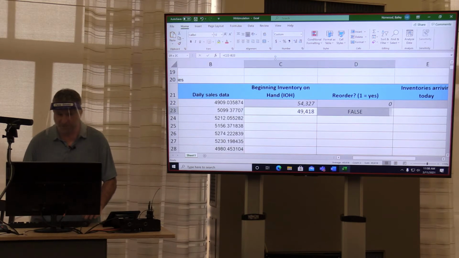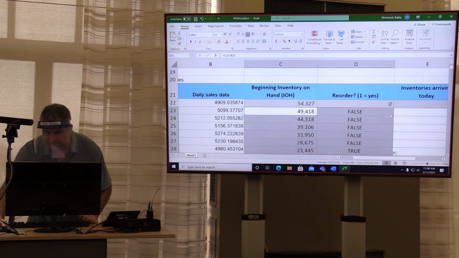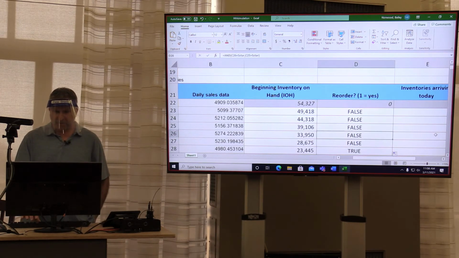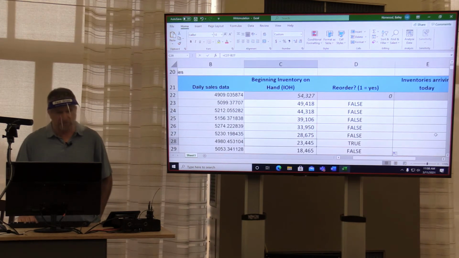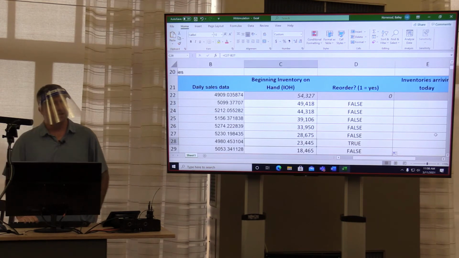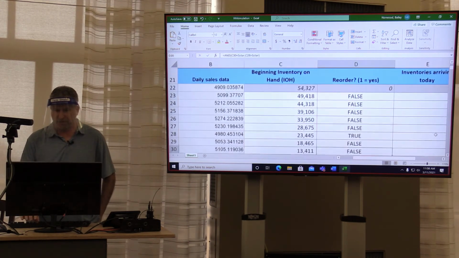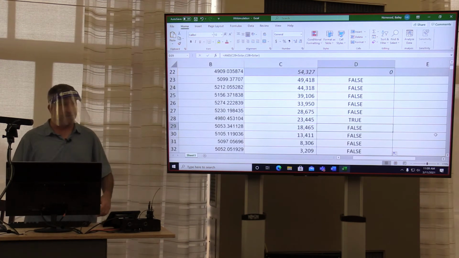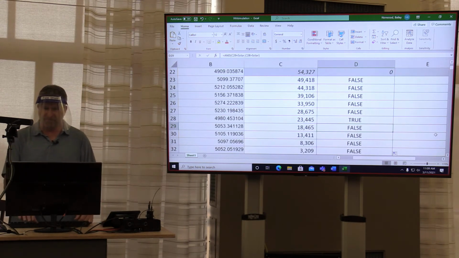Let me go ahead, I'm going to copy and paste these down. So it's saying false, false. No, we don't reorder here. We don't reorder here. We do reorder here because inventory went from 28,000 down to 23,000. So we crossed that 25,000 threshold. So now we are reordering. We don't reorder the day after that because the inventories are on their way here. They're going to be here in 5 days.